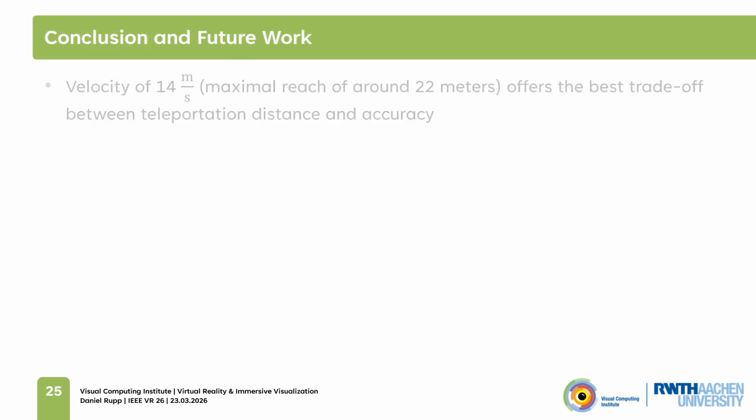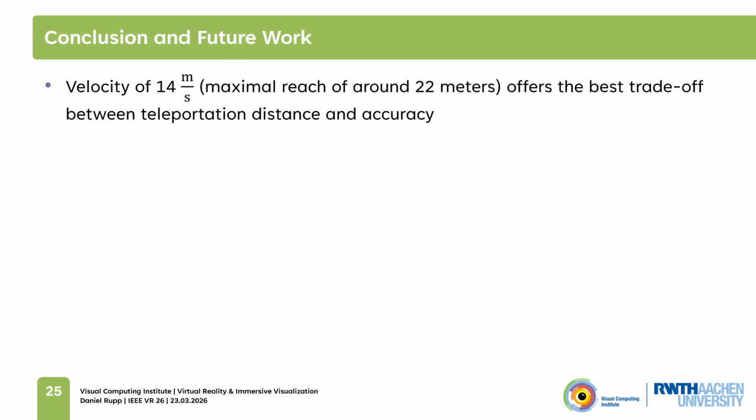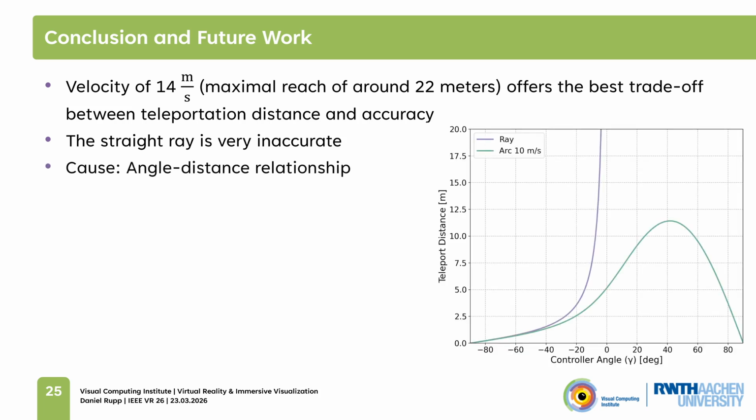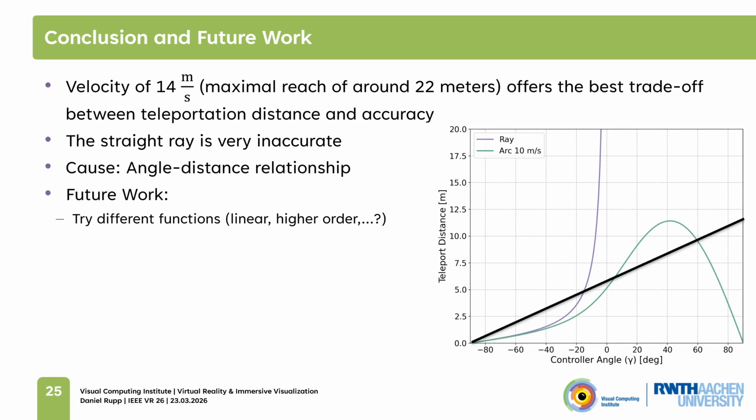To conclude, we found that a projectile emission velocity of 14 meters per second, which results in a maximal reach of 21.52 meters, offered the best trade-off between selection distance and accuracy, with an inferior performance of the straight ray. The reason for this can be seen in the angle-distance relationship, and in the future we might want to try different functions like a linear function or even a higher order function to optimize selection accuracy.